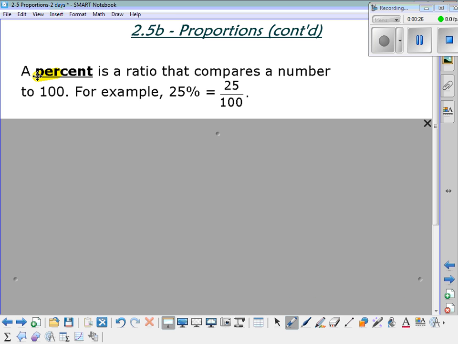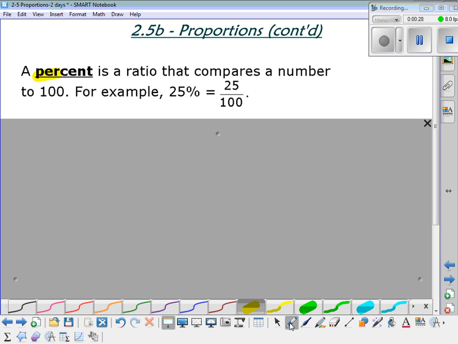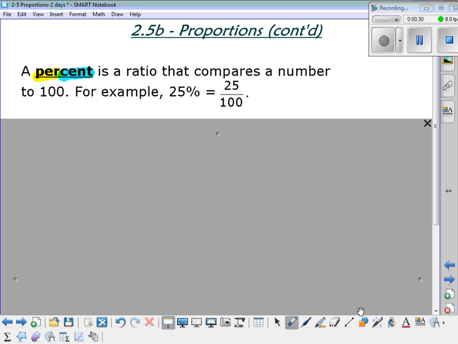And just looking at the word percent, you can see it's got two parts. It just means per 100, because how many cents are in a dollar? 100, right? So cent means 100. So percent means per 100.